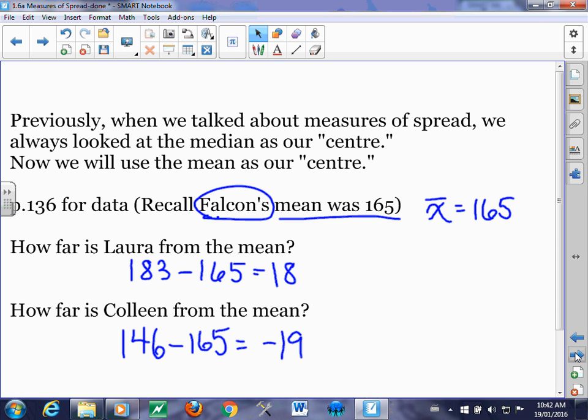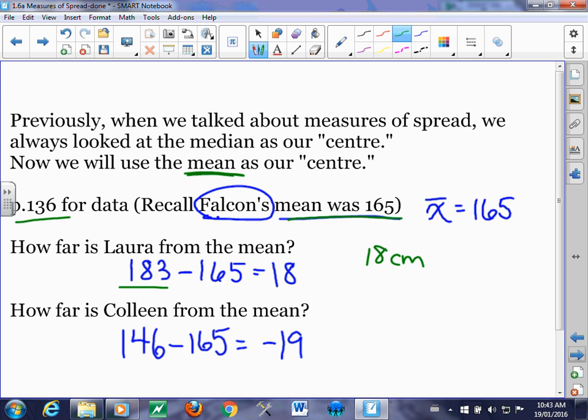All right, so previously when we talked about measures of spread, we always looked at the median as the center. Now we will use the mean as our center. Okay? All right, so what we're going to do is this is setting up for standard deviation. You may have heard that terminology before, but now we're getting into looking at that. So from page 136, the Falcons' mean was 165. Okay, how far is Laura from the mean? Well, Laura's pretty tall. She's 183, so subtract the mean. So she's 18 centimeters taller. Okay, that's a large spread.